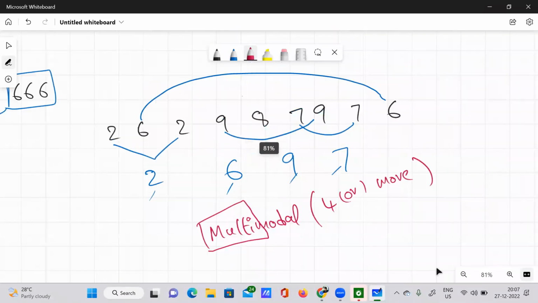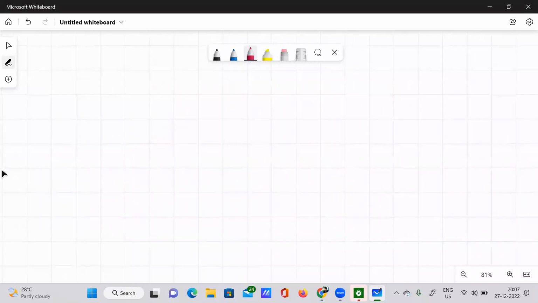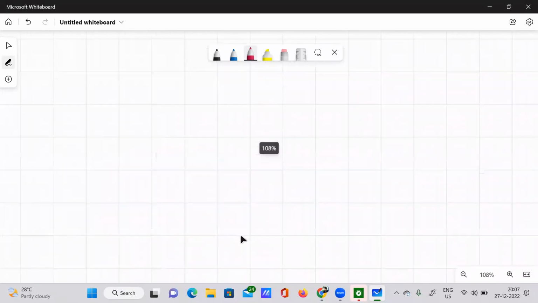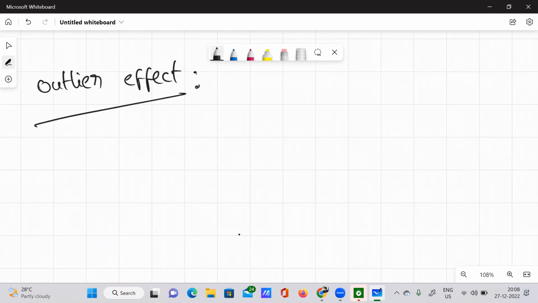So by now you have already understood what we mean by mode here. Now you need to understand what is the outlier effect on this. Do you have any outlier effect on this? I'm asking this question. The answer is simply no. Why? Because just look at this example. I have 2, 4, 6, 2, 10,000.